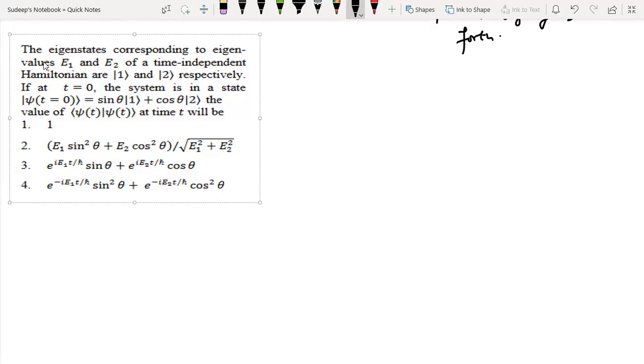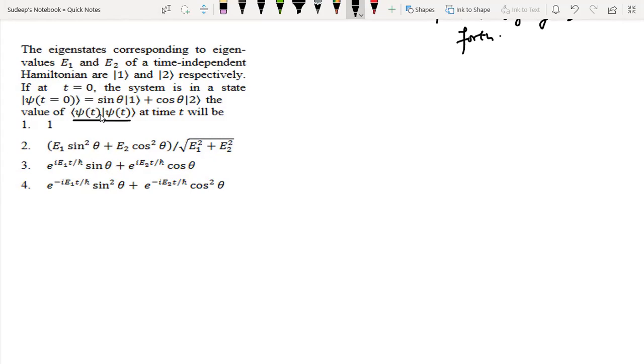Okay, so here the question is given to you: the eigenstates corresponding to the eigenvalues E1 and E2 of a time-independent Hamiltonian H are ket 1 and ket 2, respectively. If at time t equal to 0, the system is in the state psi at t equal to 0, which is sin theta ket 1 plus cos theta ket 2, then we want to find the value of this particular expression at a later time t.